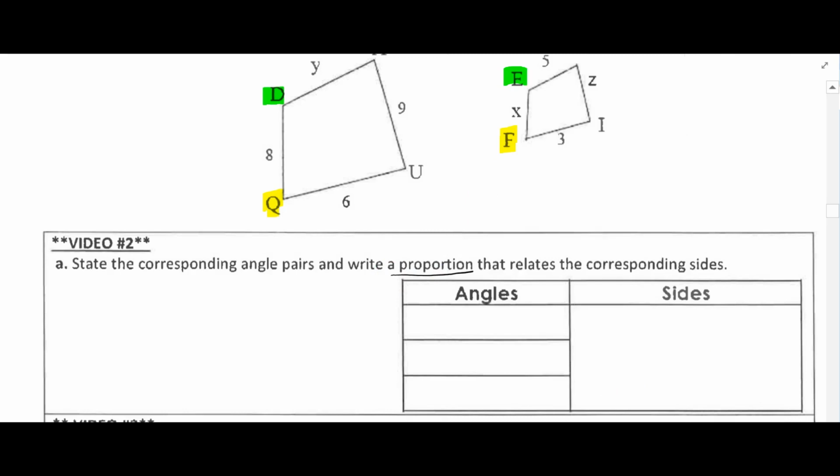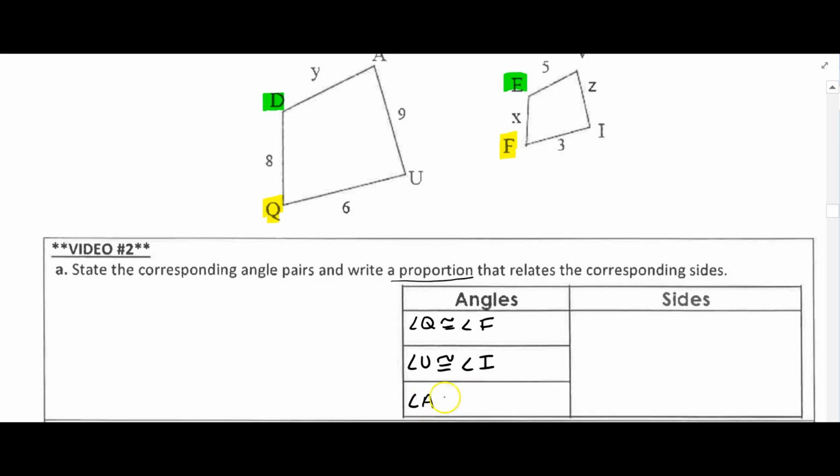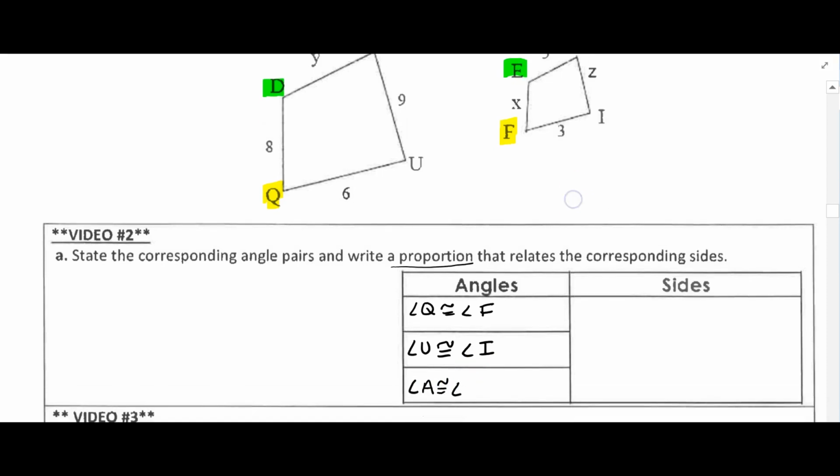Alright, so we're just going to match up the angles. We know that angle Q is congruent to angle F. Angle U is congruent to angle I. Angle A is congruent to angle V. And then our last pair, angle D, is congruent to angle E. Alright, so remember, if figures are similar, their corresponding or matching angles are congruent. So that's what we did here.